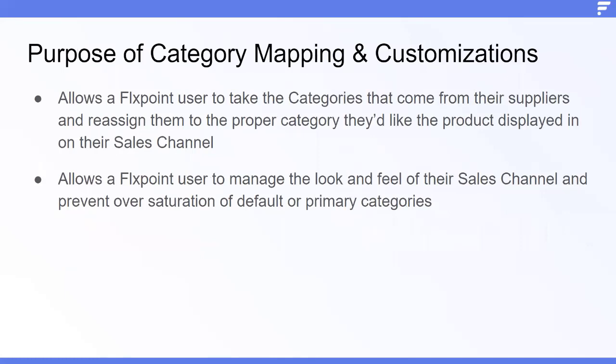The purpose of category mapping and customizations is really just to let you have your categories appear on your sales channel the way you want them to look. You want it to look crisp and clean for your customers, and really that's our goal, to help you manage that data. Take whatever you might be getting from a vendor or supplier and make it look the way you want it to look on your sales channel.